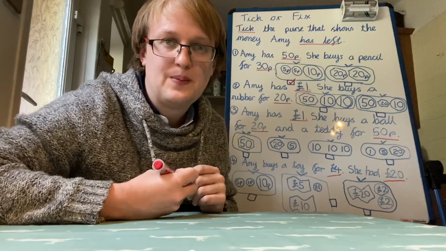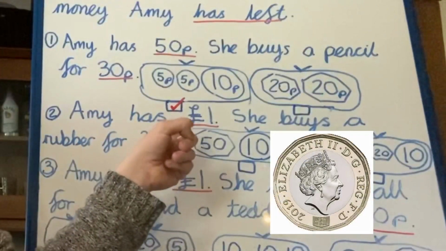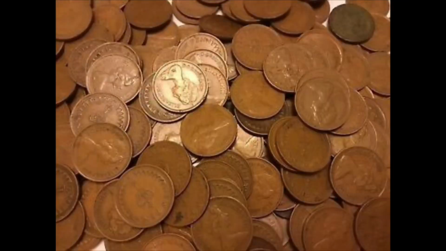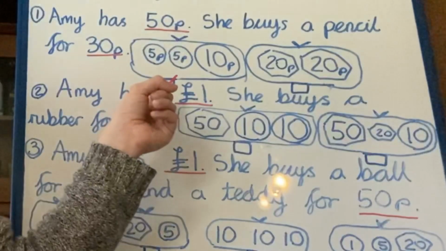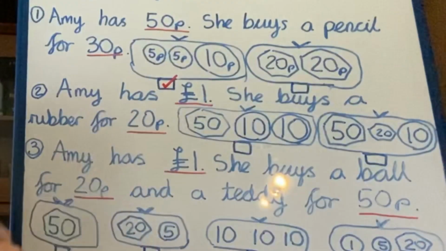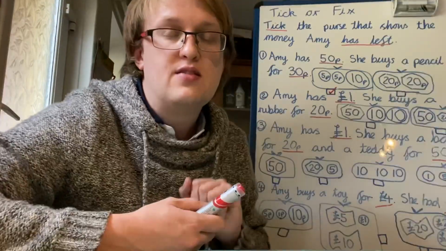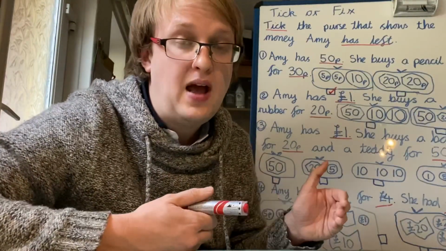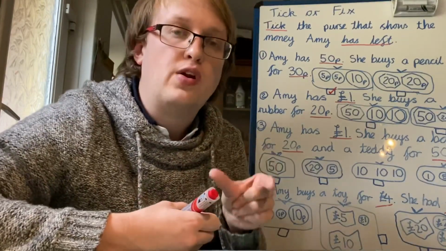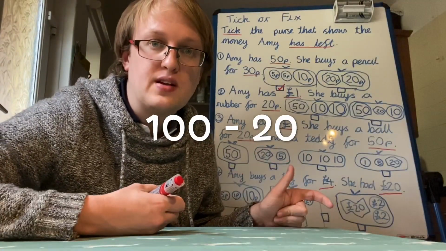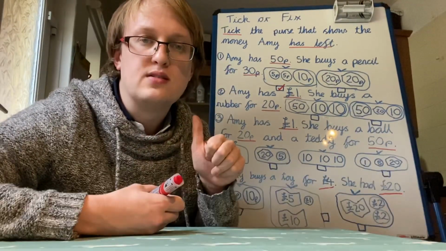Tick or fix? Question 2 then. Amy has £1. Now £1 is the same as 100 pence. Amy has £1. She buys a rubber for 20p. Step 2 is to find out the change. So if she has £1 or 100 pence and she spends 20 pence, we need to do 100 take away 20. So 20 is 2 tens.